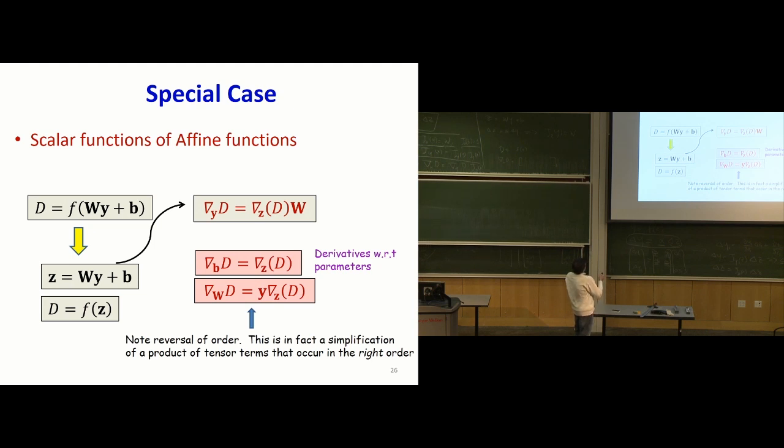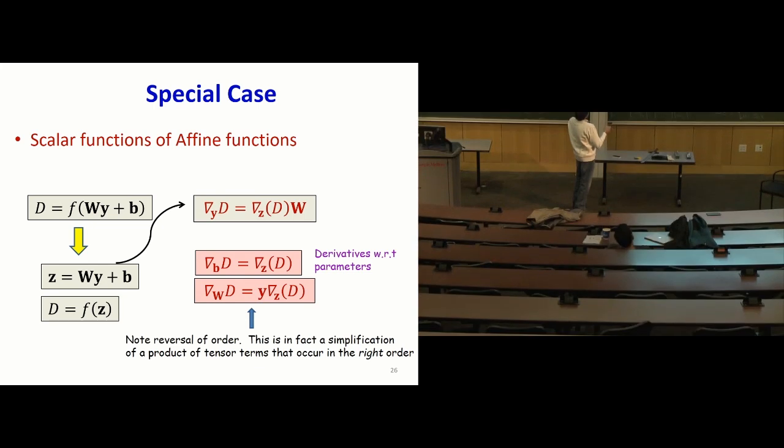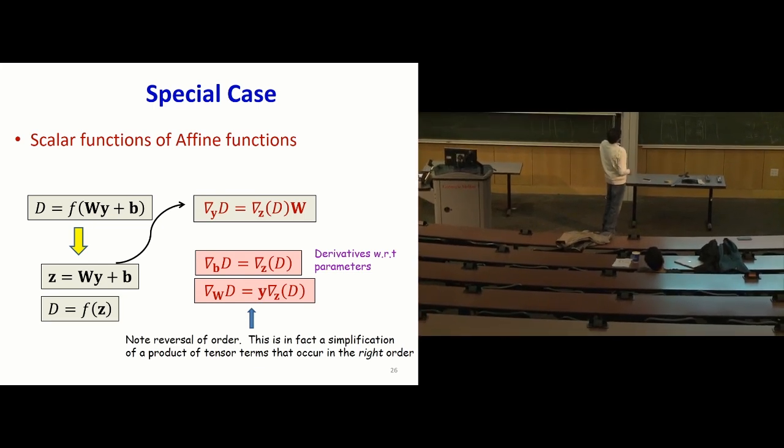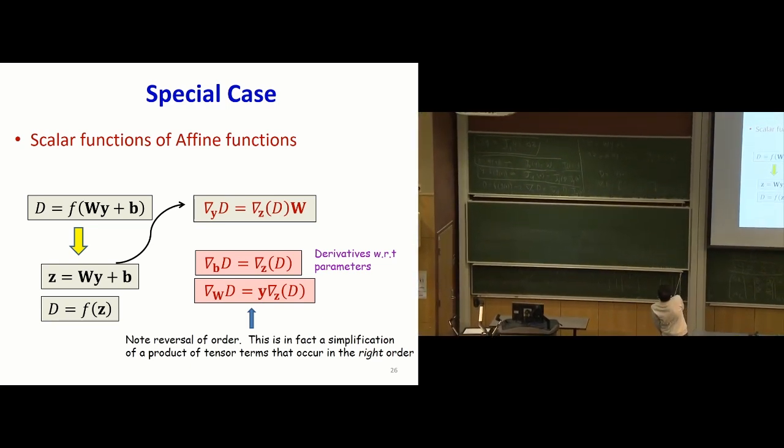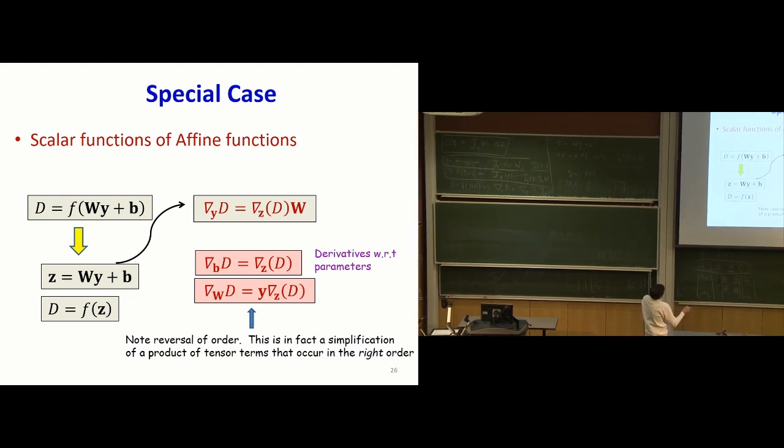Just using the same rule that I had over here, g of x is now just an affine function. So using this chain rule, you will find that the derivative of d with respect to y in this case is going to be the divergence of d with respect to z, which is this affine combination, times the derivative of z with respect to y. And we saw earlier that when z equals w y plus b, then the derivative of z with respect to y is simply going to be the weights matrix. So just applying the two together, the derivative of d with respect to y is going to be the divergence of d with respect to this affine combination, which we've called z, times this weight matrix. That's something we want to remember.